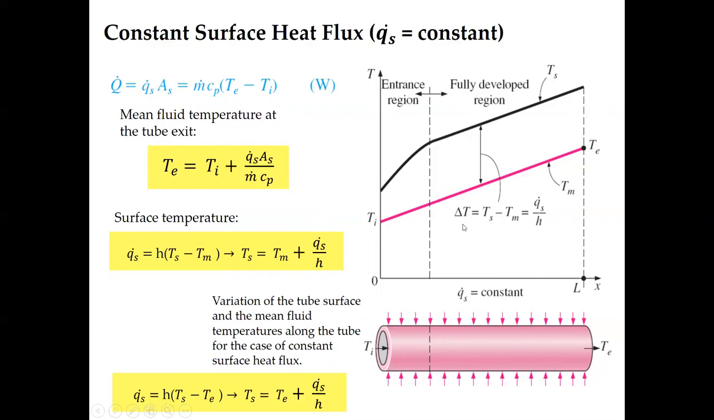Okay, therefore, delta T is equal to T surface minus T mean. T mean is basically T average of here. It is equal to Q dot S, the heat flux, divided by h. If you know the Ts, then obviously you can calculate the heat transfer coefficient internally. So initially this is the equation.